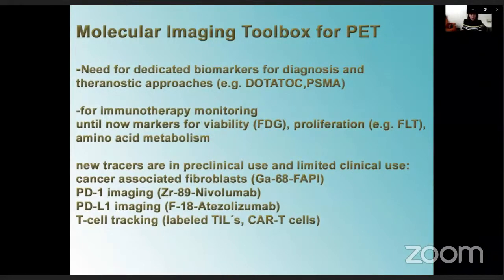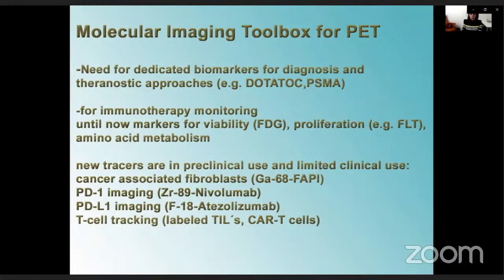But what we do not have to such a degree are dedicated tracers for immunotherapy monitoring. Until now, for immunotherapy monitoring, conventional markers for viability or proliferation or amino acid metabolism are used to do immunotherapy monitoring. And I will show you some examples.